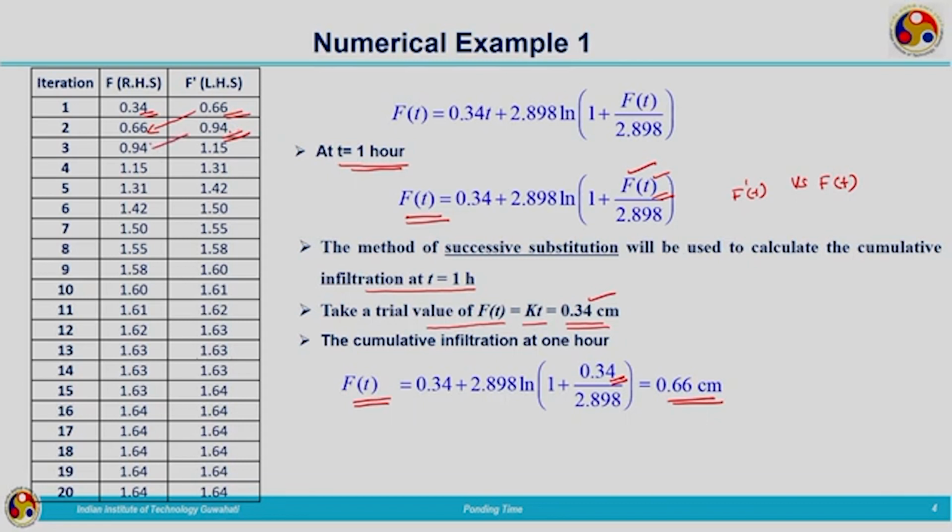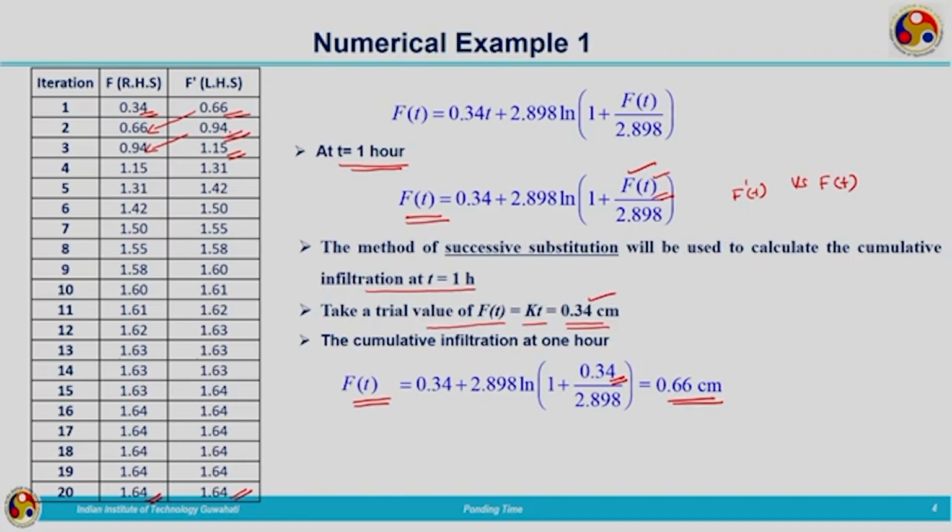That is again substituted on the right hand side and we got the value on the left hand side, F dash, as 1.15. This procedure is continued until our assumption and the F dash calculated based on that assumption match each other.